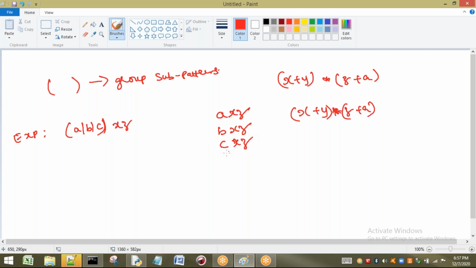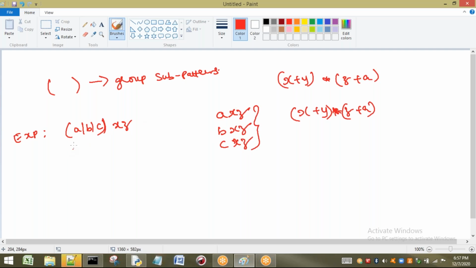(A xz, B xz or C xz.) This is what? A or B or C, then xz. That means any one of these and then xz. Any one of these and xz. So I have taken three possibilities here.